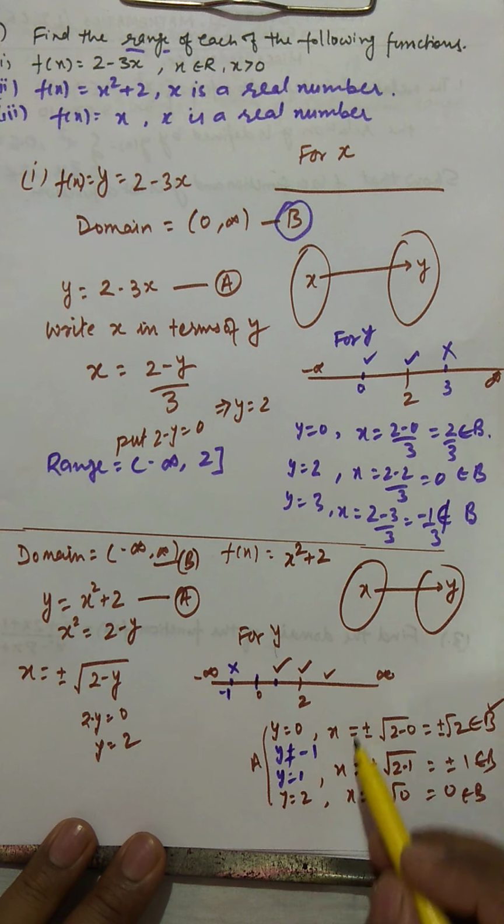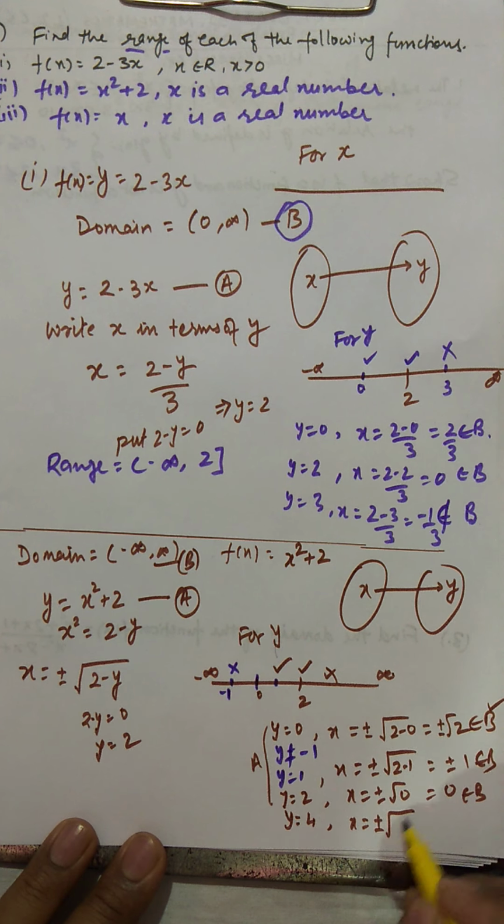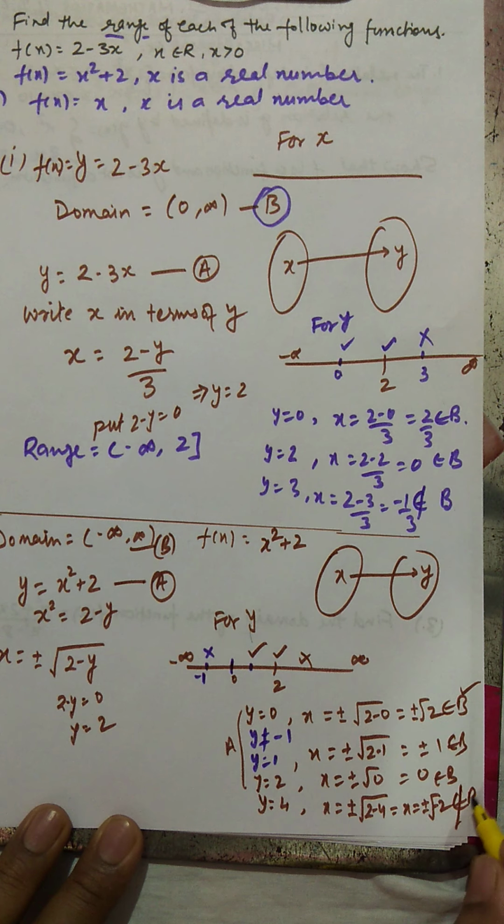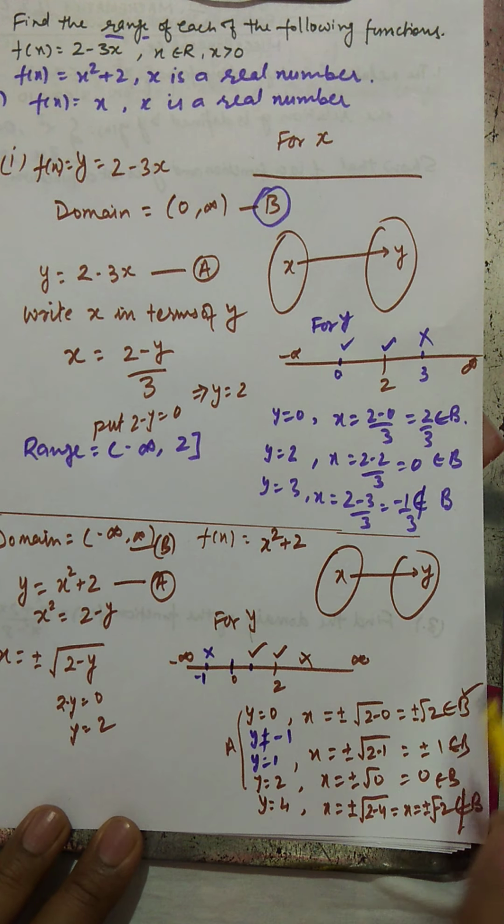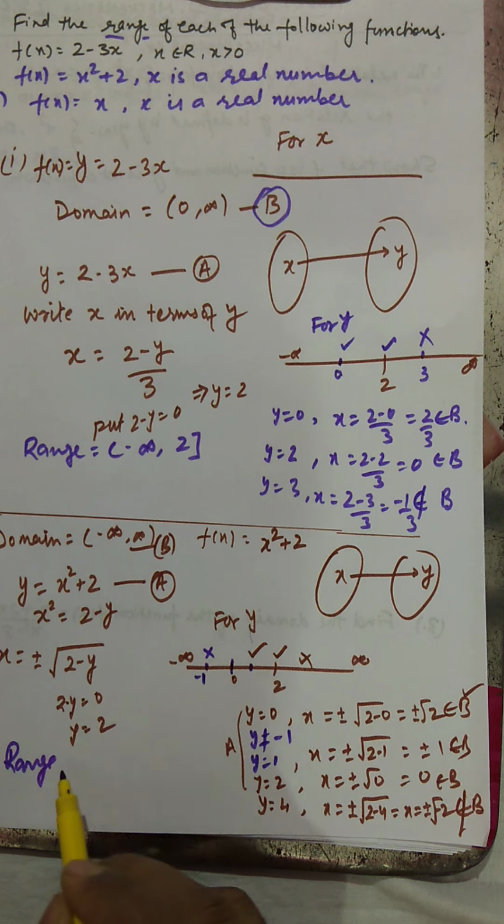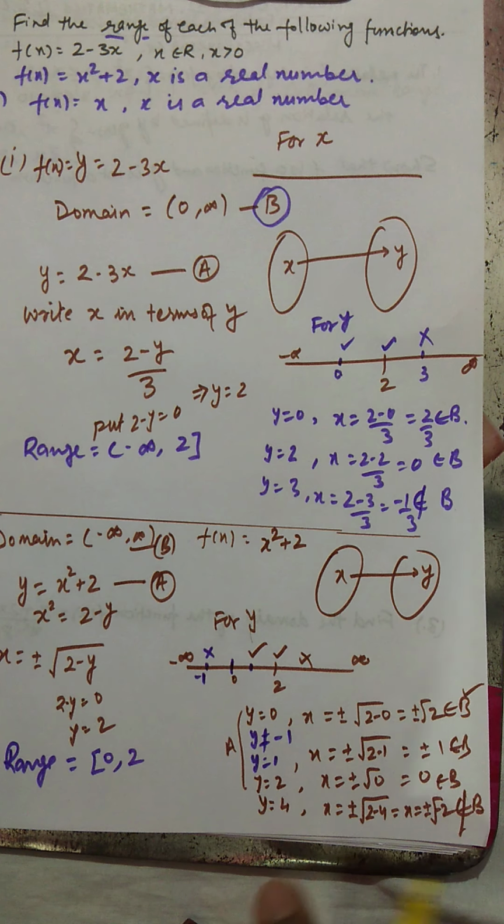And now more than 2 you take, this you cannot take. For example, y equal to 4, so this will become x equal to plus minus under root 2 minus 4, which is x equal to plus minus under root minus 2. So you know that a negative cannot be there, so it is not belonging to B. So this side you cannot take. So ultimately your range is from 0, positive number you can take, 0 to, this is from 2, let me check this.